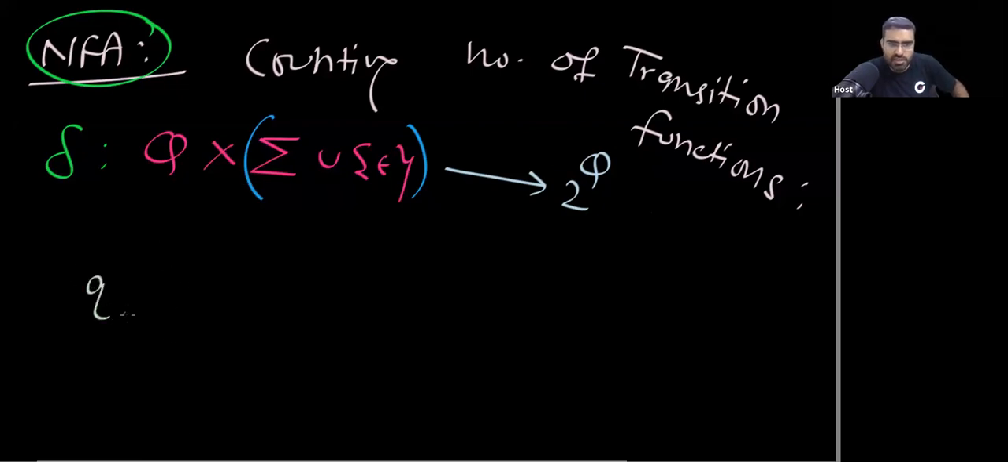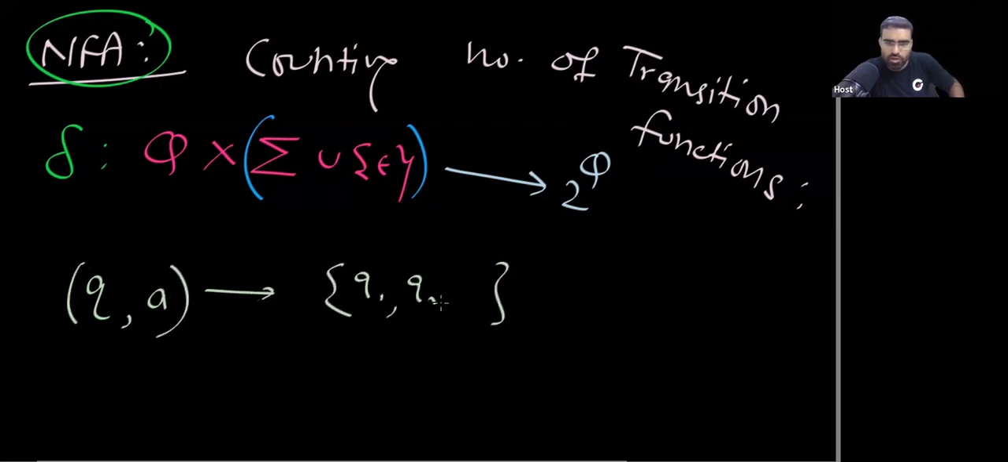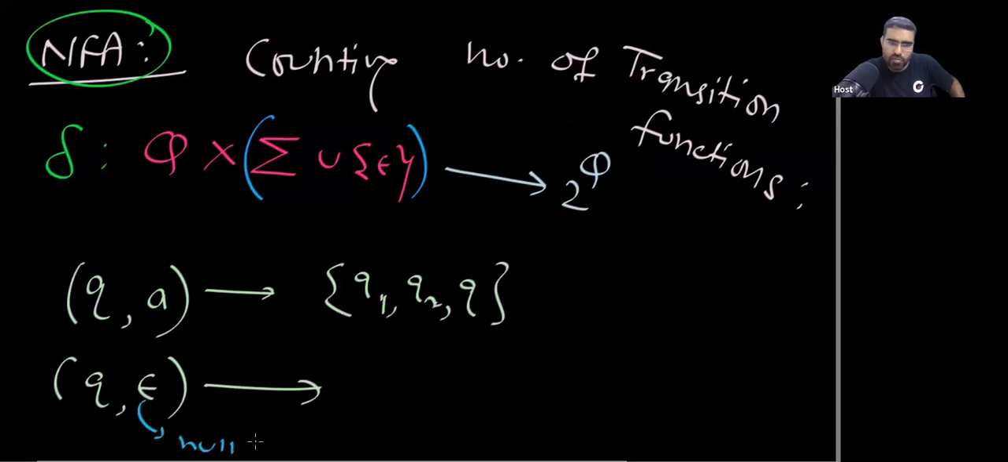For example, in this state q, you can read symbol a and you can go to multiple states. You can go to q1, you can go to q2, you can also go to q. For example, in this state, you can make a null move, and you can go to some states. For example, you can go to q1, you can go to q2. So this is your transition function.